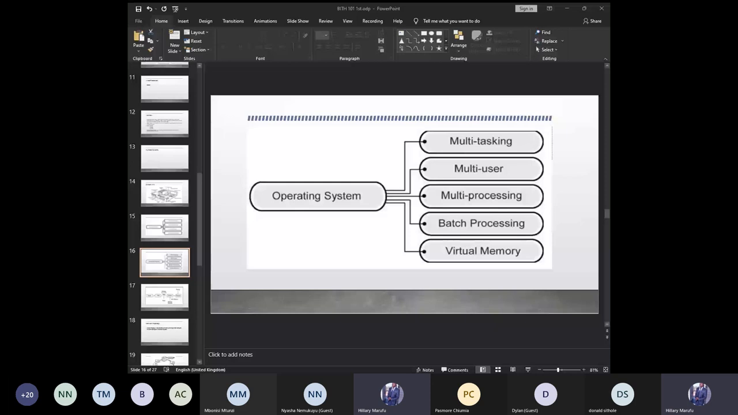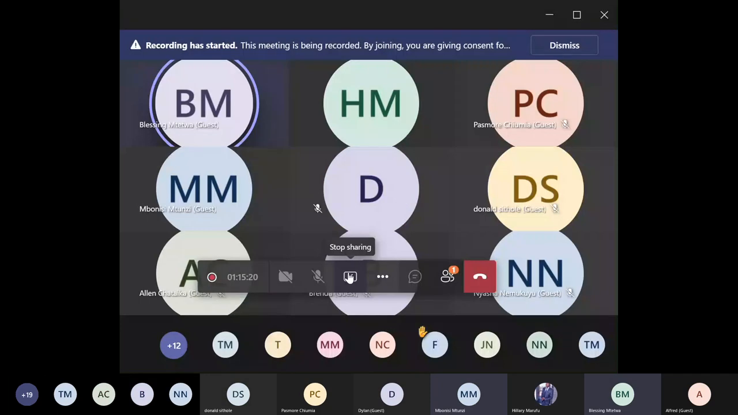Yes, Blessing Mtetwa. Hello. Sorry, my mic was still off. I just wanted to say something about open systems, my favorite open system, which is the Android open system. There are two types of open systems.